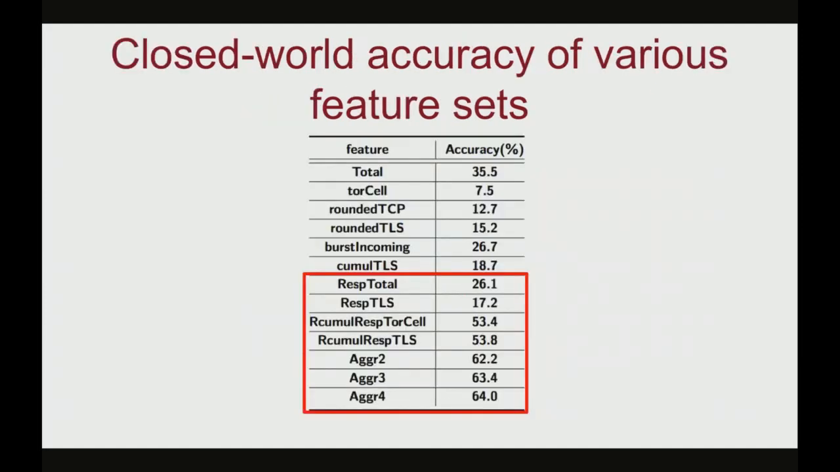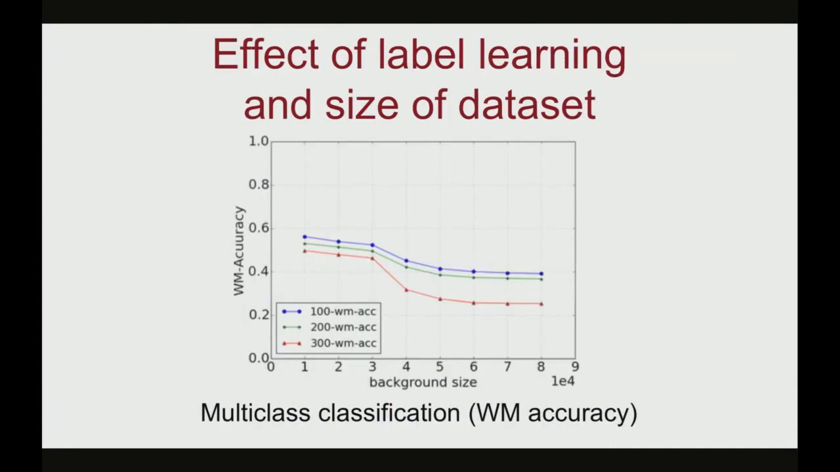Similarly, the performance of the multi-class classifier is degraded with increasing size of the monitored and background data sets. But still, we are able to get around 25% accuracy to differentiate the 300 different keyword traces against 80,000 background traces.